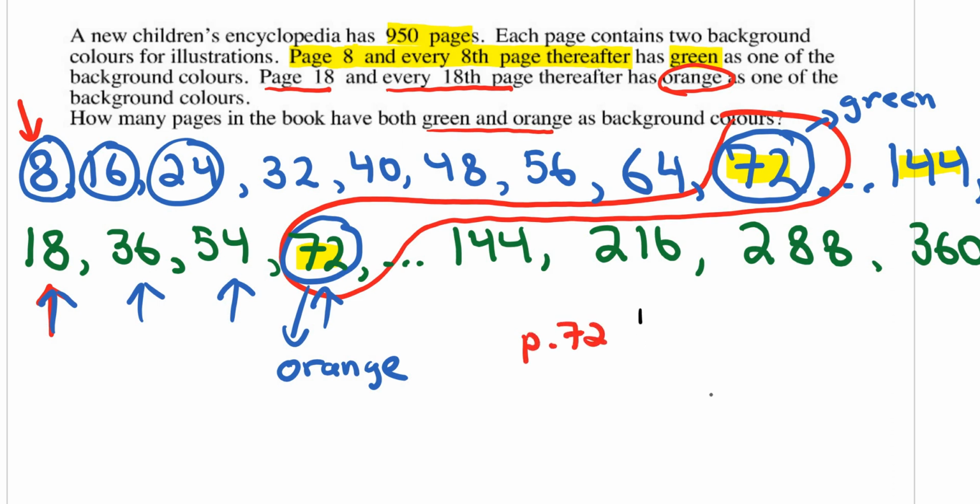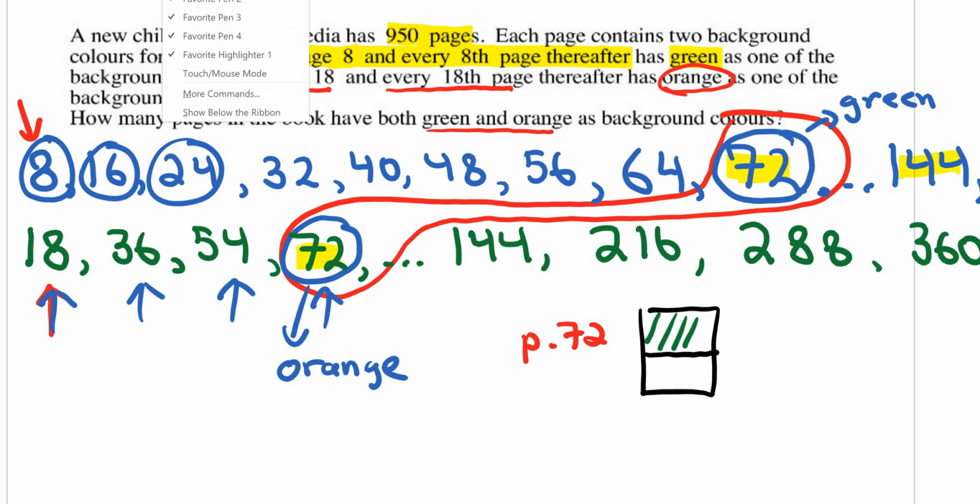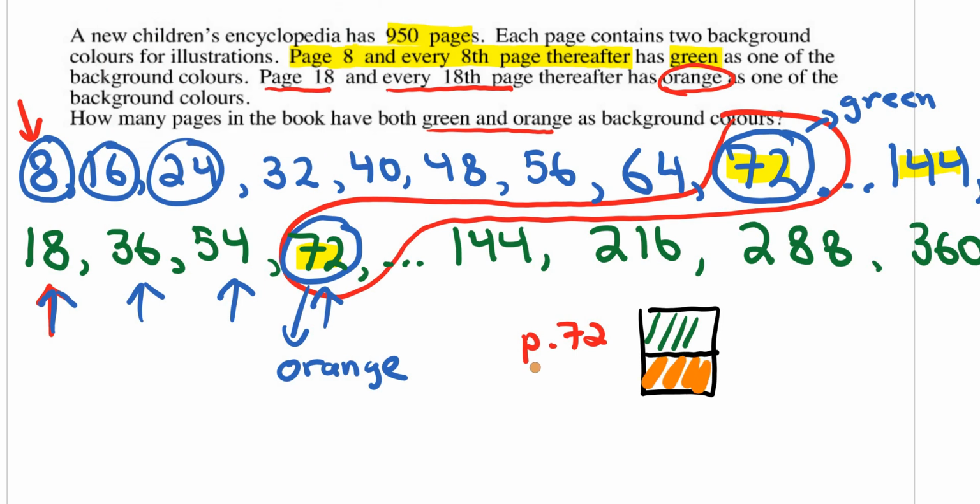What we're trying to say here is page 72 has both green and orange. Let me just double check here. Okay, orange here. So on page 72, class, we have both green and orange as background colors, and we have to find every single page that has both green and orange for background colors. So far we found one page, which is page 72.